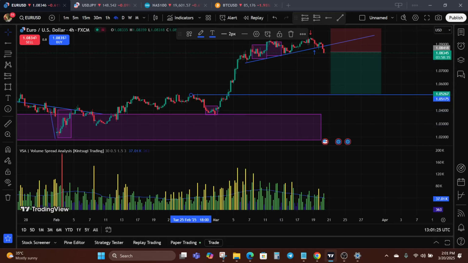Now the key is to always wait for confirmation. Do not just jump into a trade based on one candle or volume spike alone. Always wait for the next candle to confirm your prediction. Okay, and there you have it, how to predict the next candle using VSA combined with powerful price action techniques. By understanding the relationship between price and volume, you can predict market moves with more accuracy and confidence.